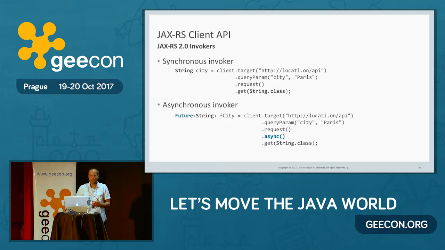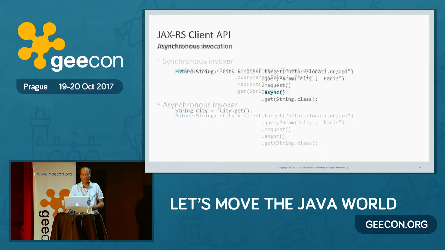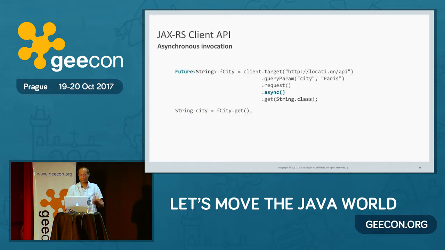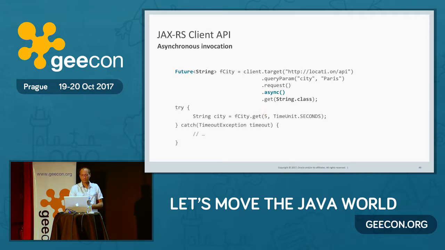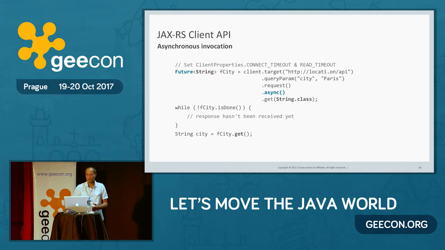In 2.0, there were two invokers, one synchronous and the other one asynchronous. The only difference was that the asynchronous invoker returned a future instead of a direct response, and you had to explicitly ask for it. What you got was some future, and you had to deal with it. What that meant is that there could have been some timeout. Or maybe a better approach, you had to wait until the request completes. Then you could get the response.